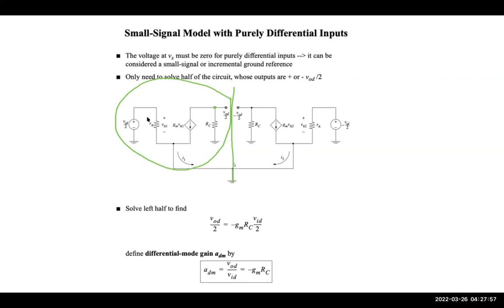This is VID over 2. That means V pi is VID over 2. That means this current is gm times VID over 2, but minus takes the current this way. Then you multiply this with RC. I assume ro is infinity. This is your output, and this is your input. Output over input, you basically cancel those, and gm RC becomes your gain.